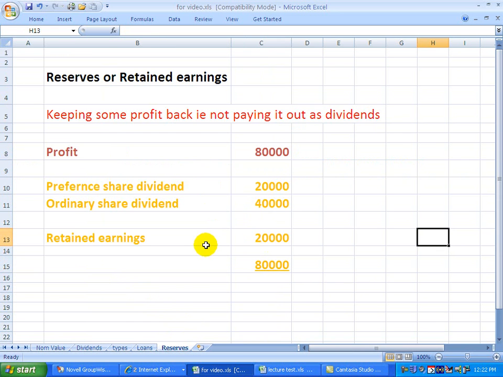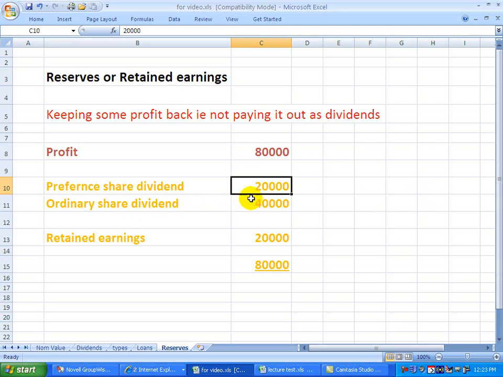There's one more: reserves or retained earnings. Now, at the end of the year, the company makes a profit. There's our profit, £80,000, and we can decide what we do with that. The first thing you must do is pay your preference share dividend, because they are guaranteed a dividend if there's a profit. So we've got to pay them. We'll say that's 20,000. That leaves us with £60,000 left over.